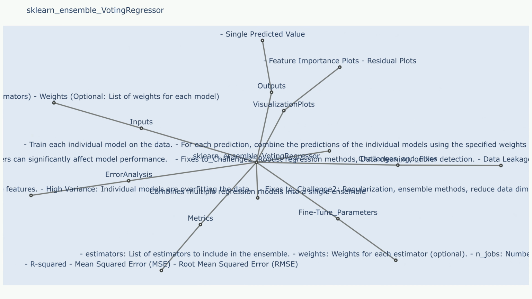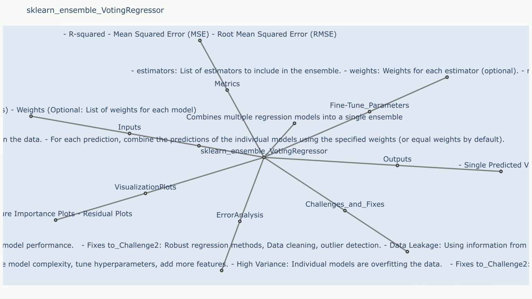Sample use case that resulted in challenge 1. A voting regressor is used with multiple decision tree models trained on a small dataset. The individual trees overfit to the training data, resulting in poor generalization performance on unseen data.